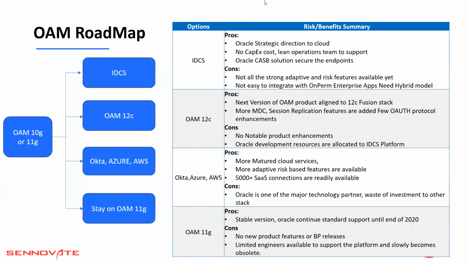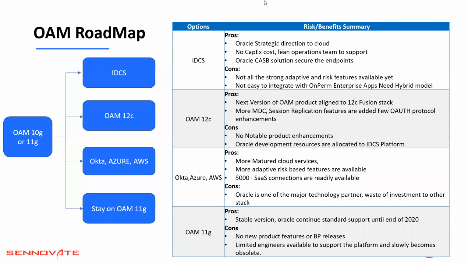So they don't have all the adaptive or risk-based modules yet, but you have the core single sign-on, authentication, and authorization available until they get the risk-based ones. So the better thing is to do a hybrid model, so that once you see all the features come out, we can completely plan for IDCS as your access management platform.